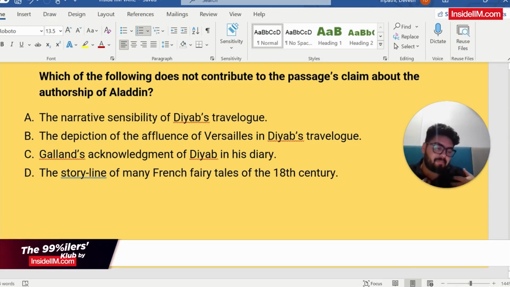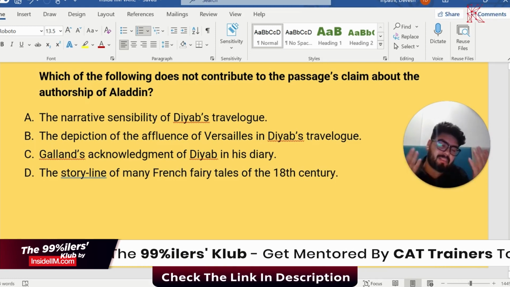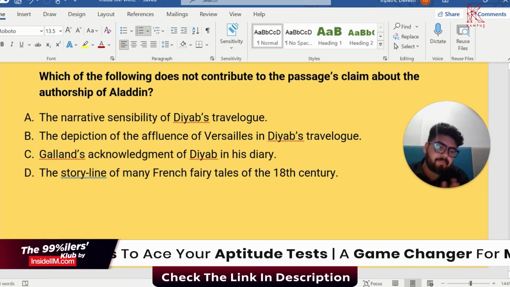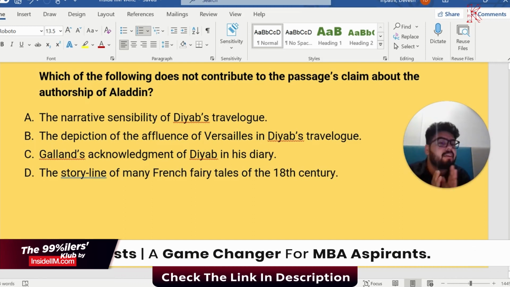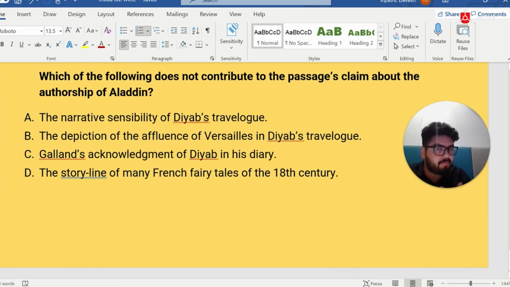And the author sticks his neck out and further says that he is sure that Galland could not create a character like this, which is full of so much empathy. So obviously it contributes to the passage's claim about the authorship of Aladdin. Let's go to the second option.